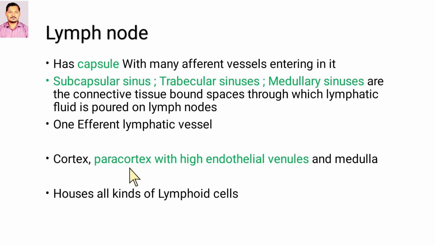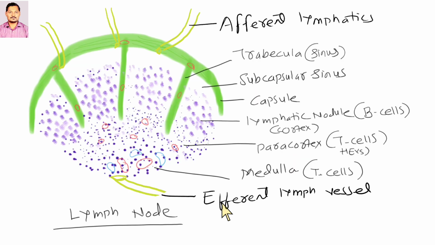It has a cortex and a paracortex with high endothelial venules, which help in the filtration of the lymph and trapping of some abnormal cells. It also has a medulla which contains a lot of blood vessels entering and leaving it. It houses all kinds of lymphoid cells. So the lymph node contains all kinds of lymphoid cells.